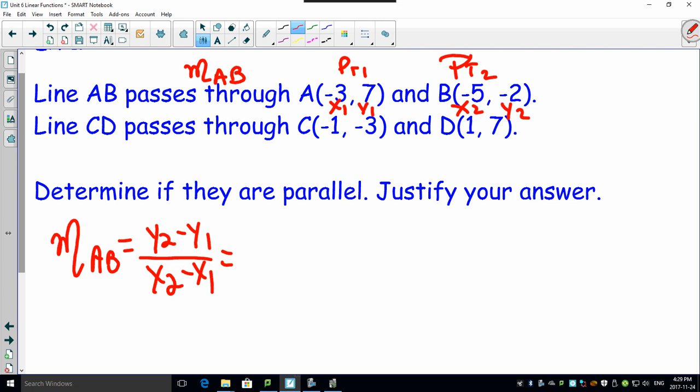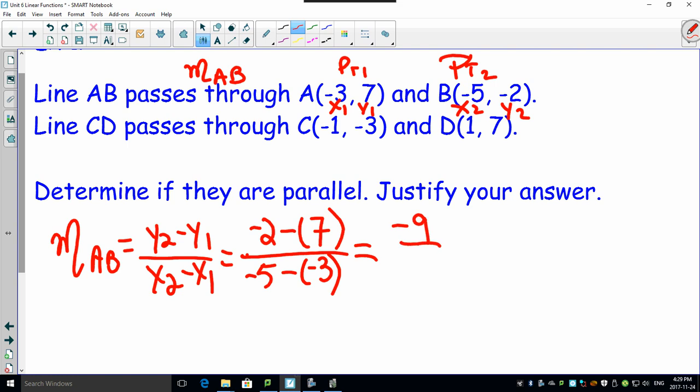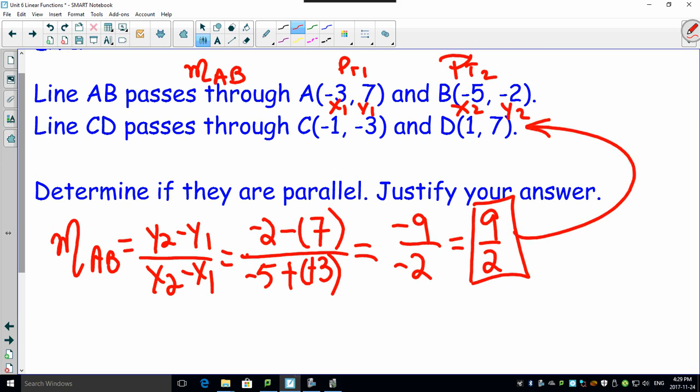Let's go to town. y2 is minus 2 minus y1 which is 7. X2 now is minus 5 and x1 is minus 3. Minus 2 minus 7 is minus 9. Minus 5 minus a minus 3, negative negative makes it a positive, so we've got minus 5 plus 3 is minus 2. I have minus 9 over minus 2, which is just plain old 9 over 2. Now, if that slope matches this guy, they're parallel.